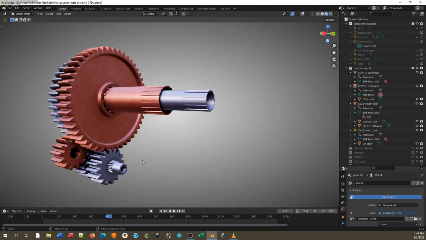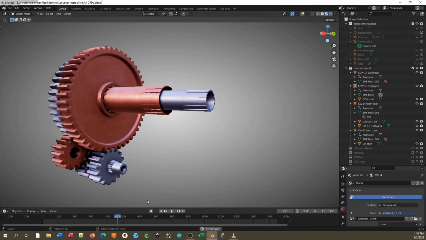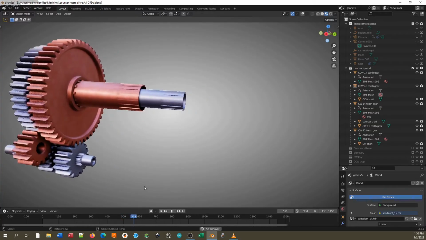Here's a less complex animation than the first. So to help visualize this, the colors show the direction of rotation for each of the gears. So blue turns one direction and red always turns opposite the blue direction.